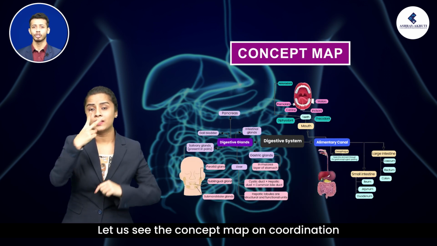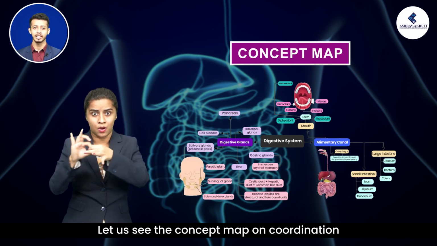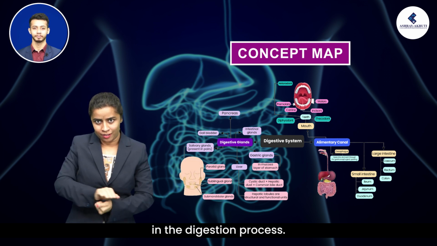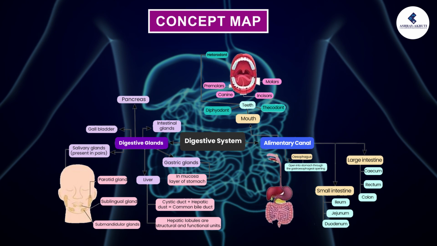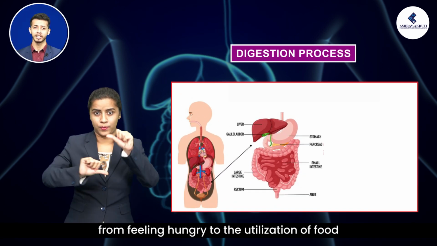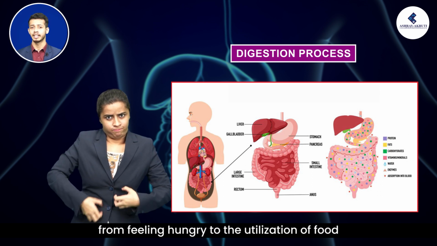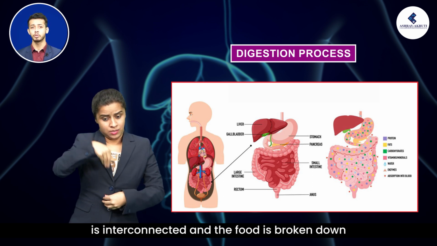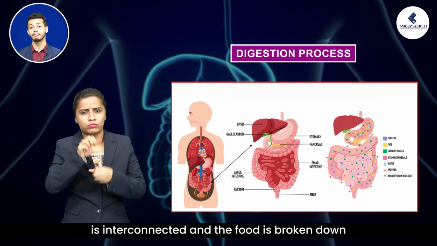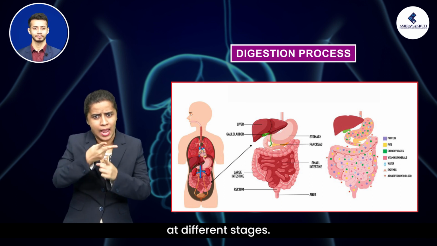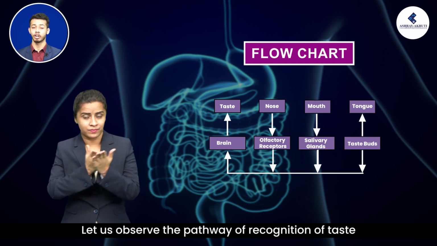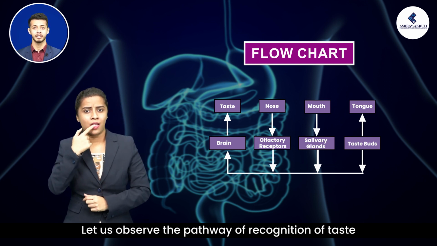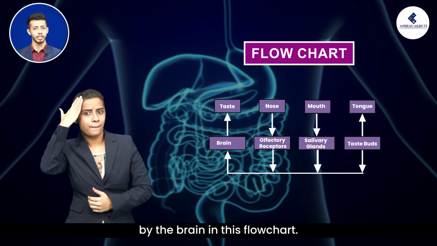Let us see the concept map on coordination in the digestion process. From feeling hungry to the utilization of food, everything is interconnected, and the food is broken down at different stages. Let us observe the pathway of recognition of taste by the brain in this flowchart.